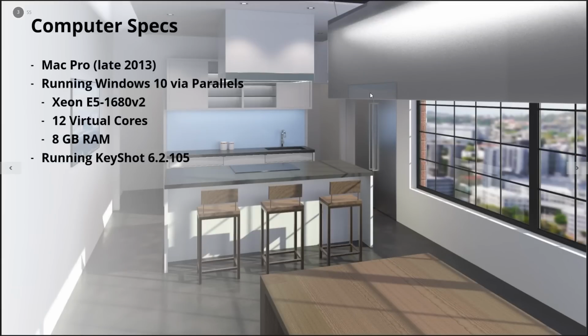Another thing that comes up pretty frequently is we get asked what the computer specs are for our presenters. So just real quick here, I'm running a Mac Pro, that's the hardware, but I'm actually running Windows 10 on a parallel, so I'm using 12 of the available 16 cores, and I think it's limited to 8 gigs of RAM. That's just a software limitation on this. So that's an idea of the specs that I've got, obviously running the latest version of KeyShot, 6.2.105. So let's go ahead and get into some content.